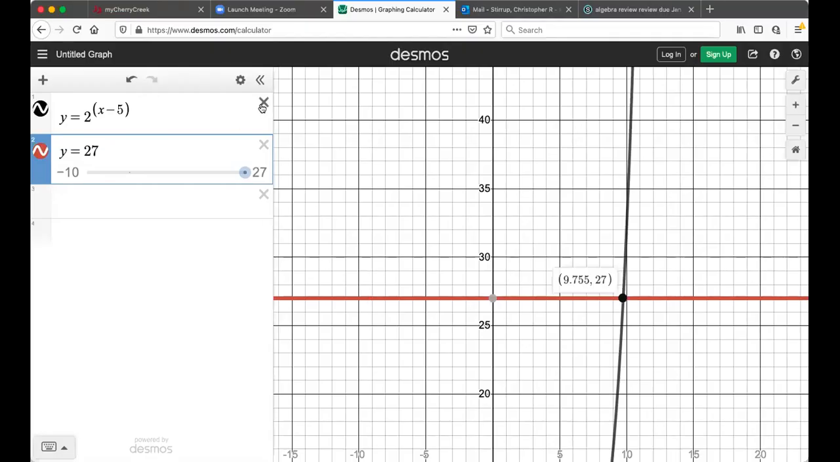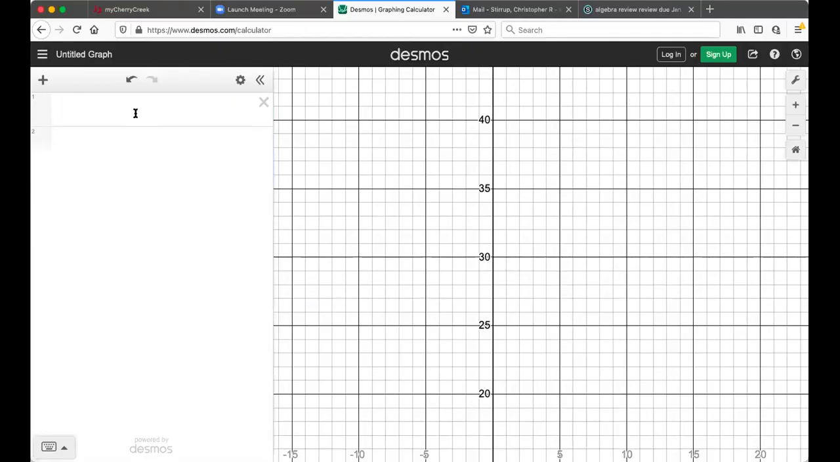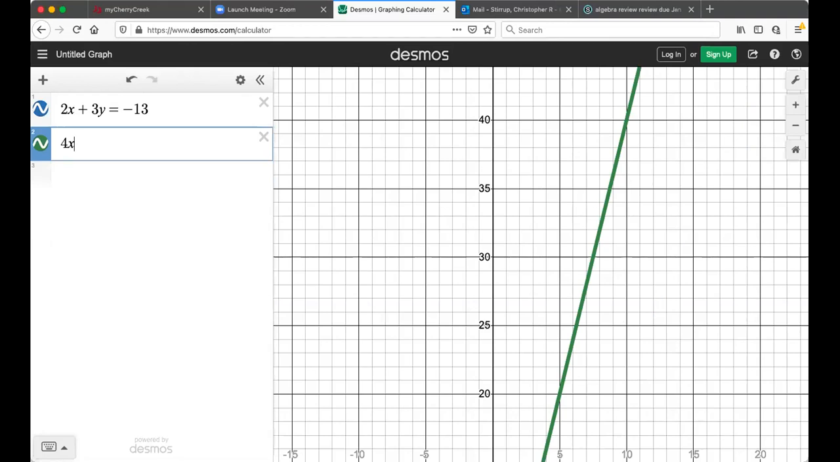And you're going to plug each equation in just as they sit, where you have both x and y in there. Oops, can't see that. Come on. So for 26, you're going to plug in 2x plus 3y equals negative 13. There's your first equation. And then you have 4x plus y is equal to negative 1.